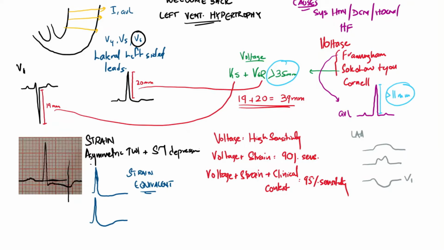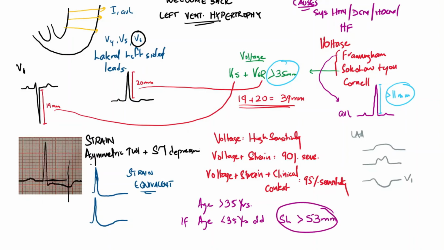I want you to remember one more thing before we come to the conclusion. All of these criteria are supposed to be for people who are above 35 years of age. If someone comes up to you with an ECG from a person who's less than 35 years of age, these criteria don't apply. So what happens then? Basically the Sokolow-Lyon criteria turns over to 53 millimeters. So just try and remember an easy mnemonic: it's 35, you flip the numbers, and it's 53 millimeters.